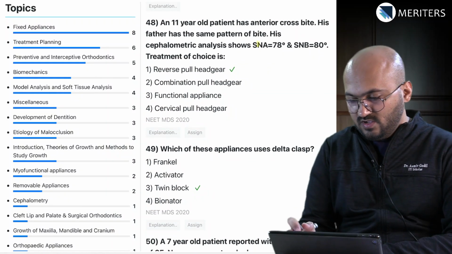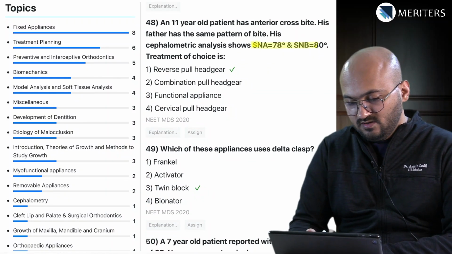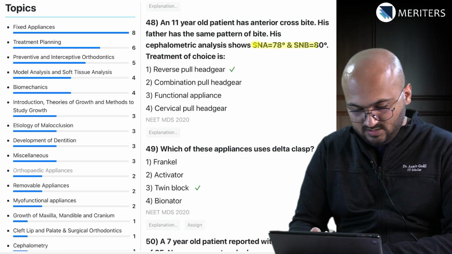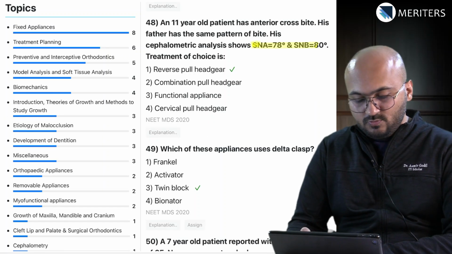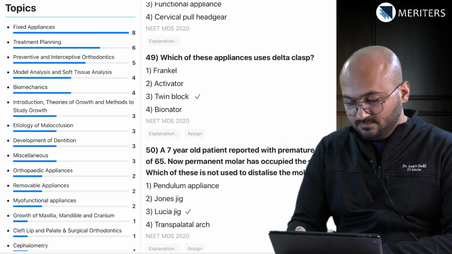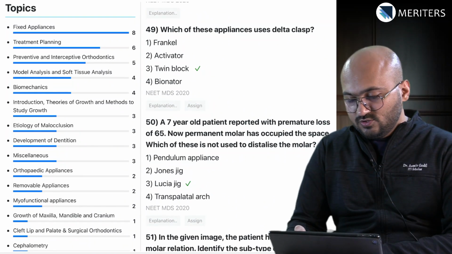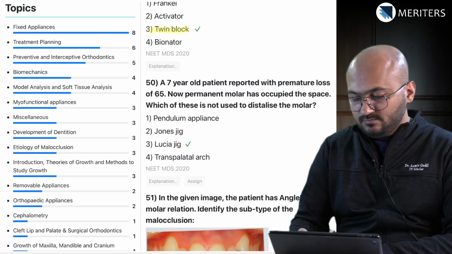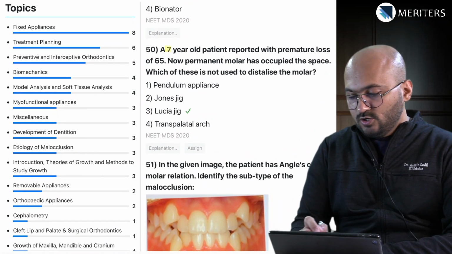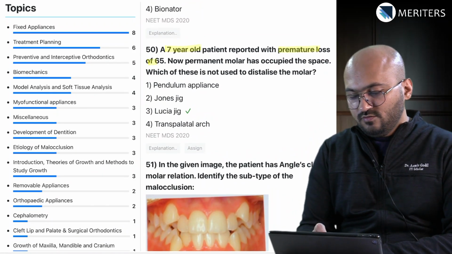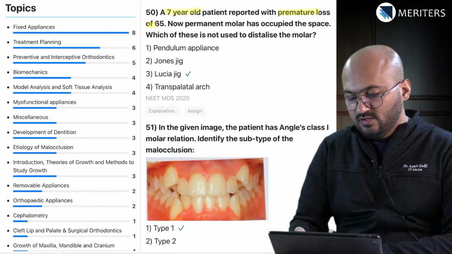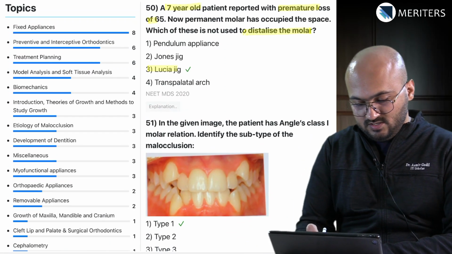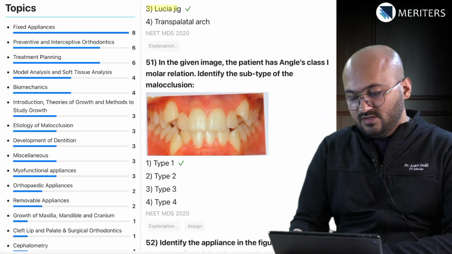Right? Then you have SNA, SNB values given and what kind of treatment of choice would you give to this patient. So here is reverse pull headgear, so orthopedic appliance. Which of these appliances uses delta clasp, twin block, myofunctional appliance? 7-year-old patient with premature loss of mandible of maxillary molar. Here distalization can be done with Lucia jig. So that's preventive interceptive.